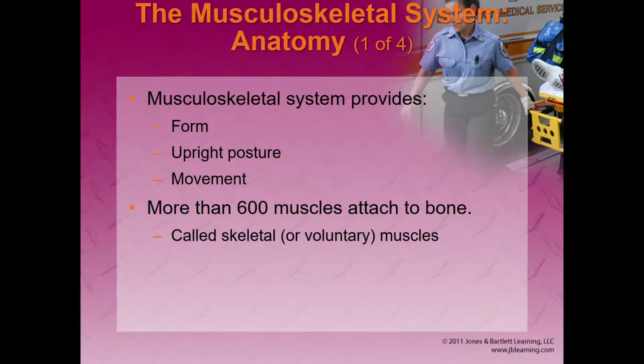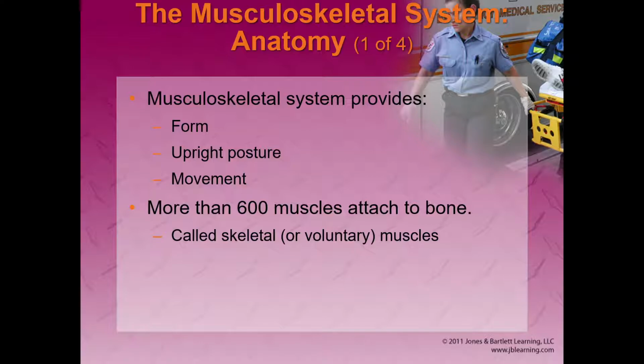The musculoskeletal system. The musculoskeletal system provides your actual form, the basic figure of your body. It allows you to stand upright and allows for movement. You have more than 600 muscles that attach to bone.